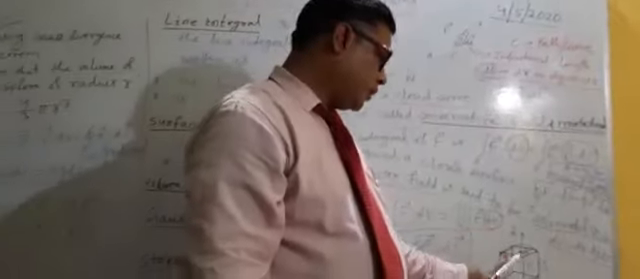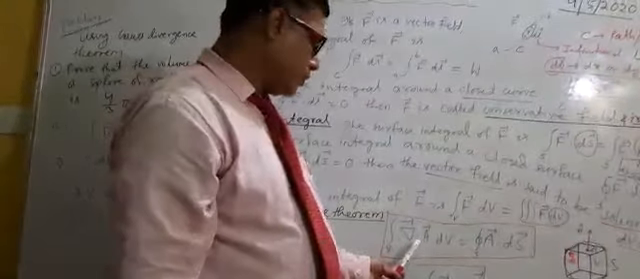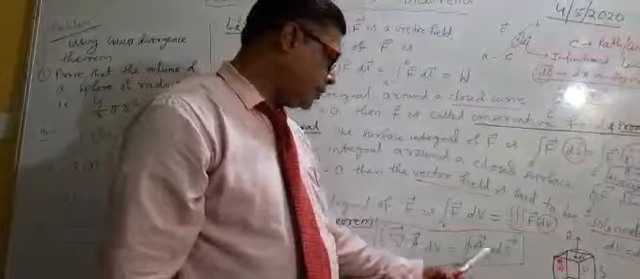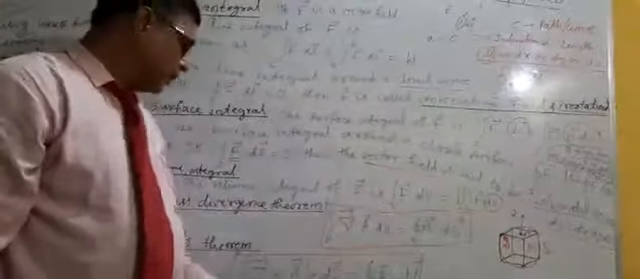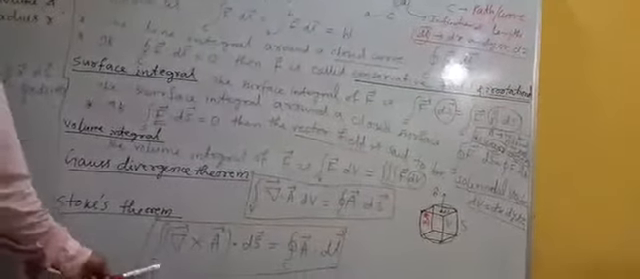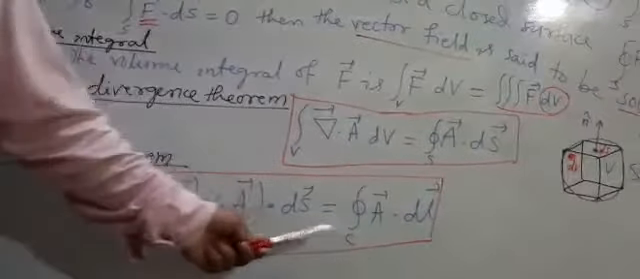ds is an elementary surface, dv is an elementary volume, and the mathematical expression of the theorem is the volume integration of divergence of A dv is equal to the surface integration of A dot ds. So it changes volume to surface integration. Then Stokes theorem changes surface to line integration. The objective of Stokes theorem is to change surface to line.